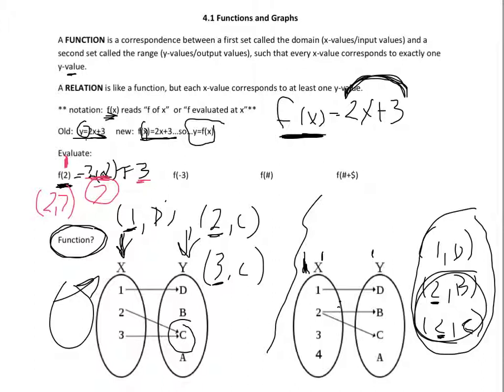Well, f of negative 3, same thing. Wherever we see an x up here, now we're plugging negative 3 in. So this is 2 times negative 3 plus 3. 2 times negative 3 is negative 6, plus 3 is negative 3. So f of negative 3 is negative 3. So the function value when x is negative 3 is negative 3. This corresponds to the ordered pair, let me erase some of this to get over here, negative 3, negative 3.